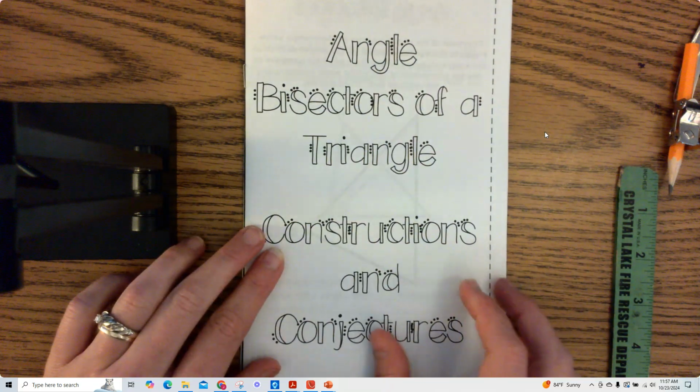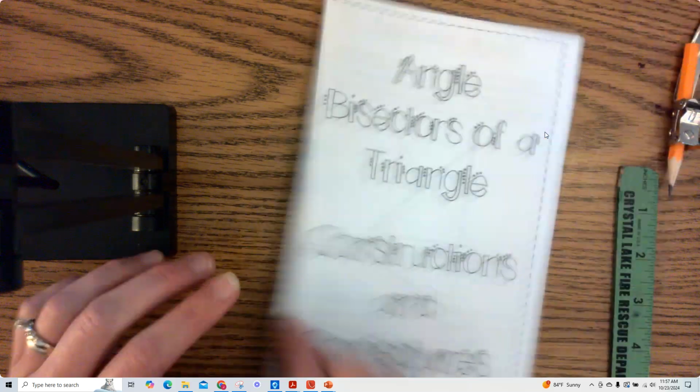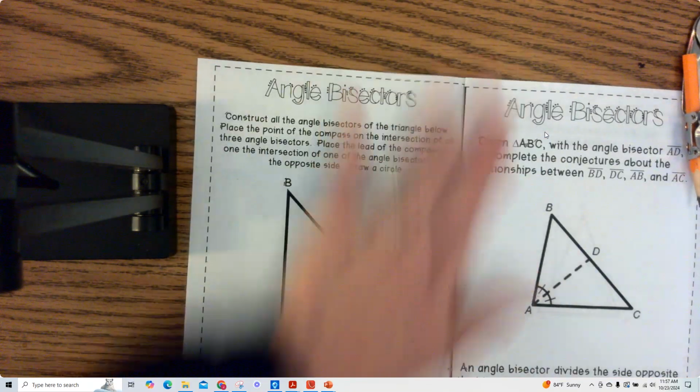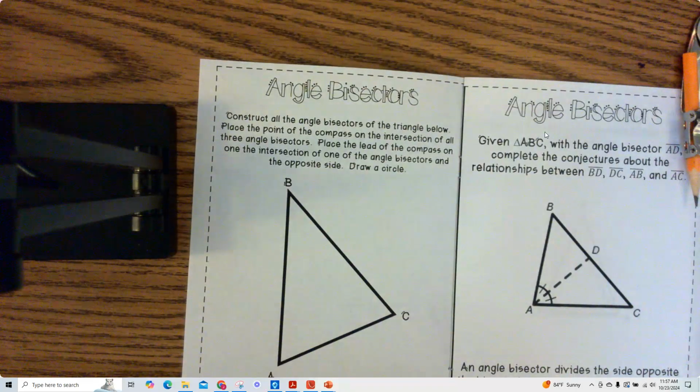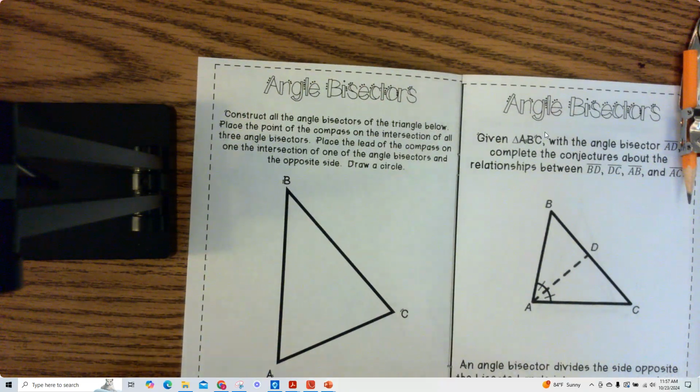All right, this video is for the angle bisectors of a triangle, still on lesson 4.6 for notes. So the first page here says construct all the angle bisectors of the triangle below.